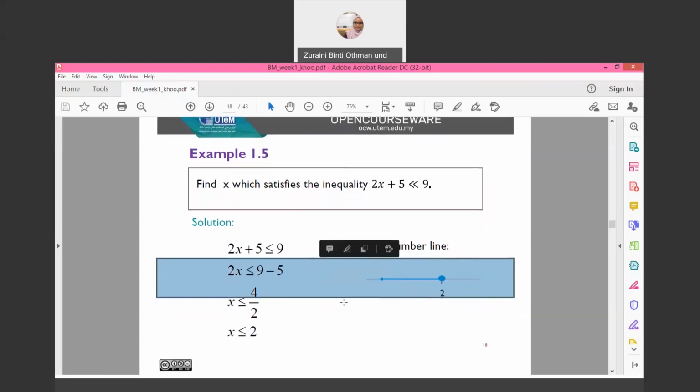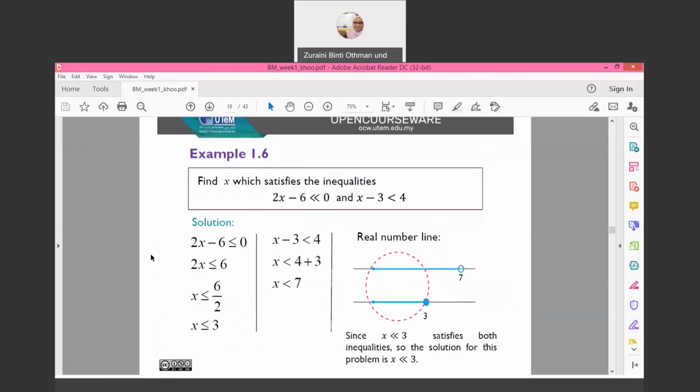Okay, so next is, example here is find x which satisfy these inequalities. Okay, macam mana kita nak cari? Sama juga macam tadi. Selesaikan x, jadikan x sebelah kiri, so we get 3, then here we'll get x is less than 7. Okay, when x is less than 7 and x is less than 3, so we want to find the x that satisfies these two inequalities. So then we get, kita dapat selang yang ni.